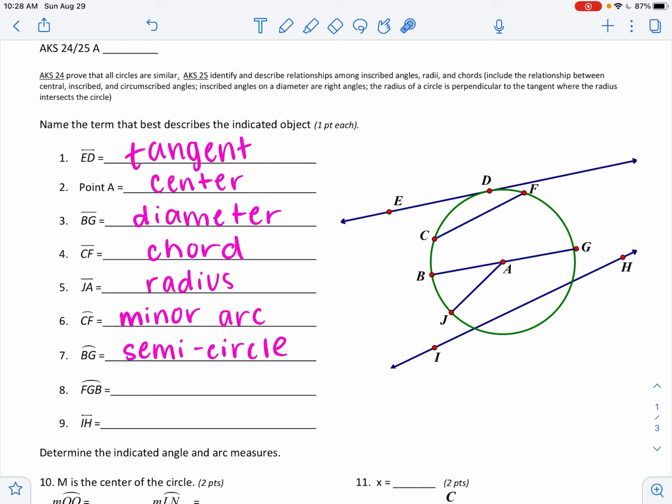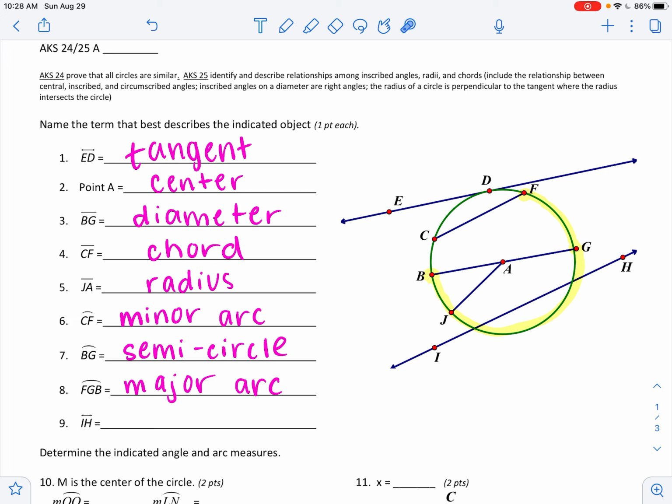All right, the next arc is FGB. So it's got 3 letters this time, so we just follow them around the circle in order. F to G, and then continue around to B. And usually when an arc is listed with 3 letters, it's because it wants you to go the long way between the 2 endpoints rather than the short distance. So what happens is, notice this arc is greater than half the circle. It was the long way around. That is what we call a major arc.